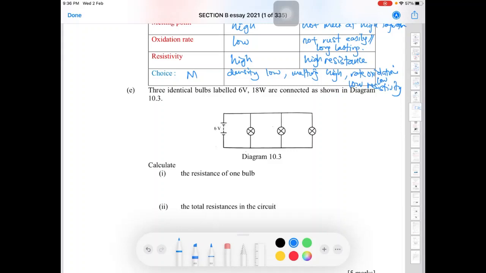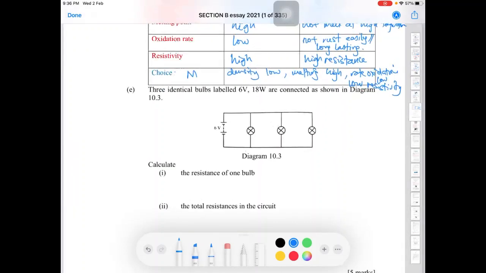Okay, calculation. Kalau kita dalam electricity, if you are connecting your bulb, so bulb selalunya kita akan susun parallel. So the reason why, because if one bulb dia faulty, the other bulb can still be used.